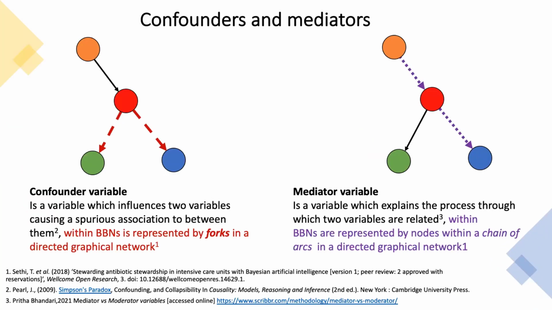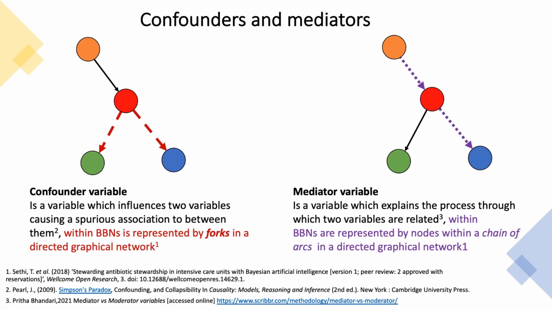In social science, we are often concerned with whether something is a confounder, that is a variable that influences both of the two variables, causing a spurious association to be seen between them, or a mediator variable, that is a variable that explains the process through which two variables are related. Confounding within BBNs is typically presented by a fork, and mediators are represented by nodes within a chain of arcs.